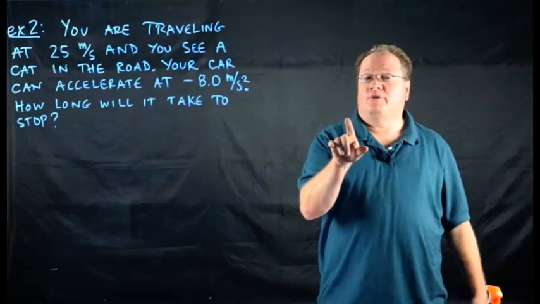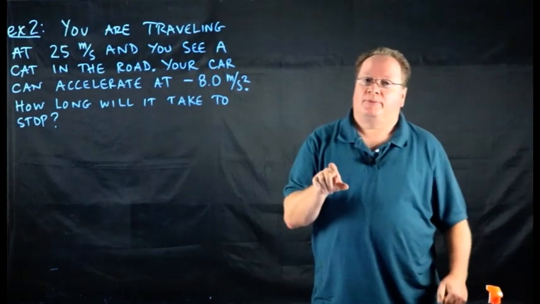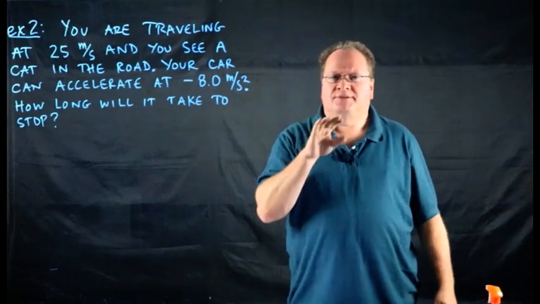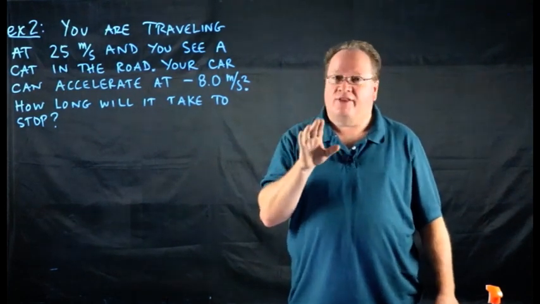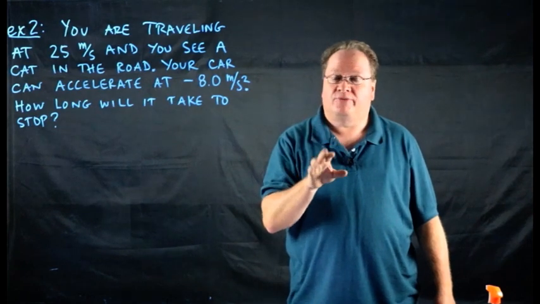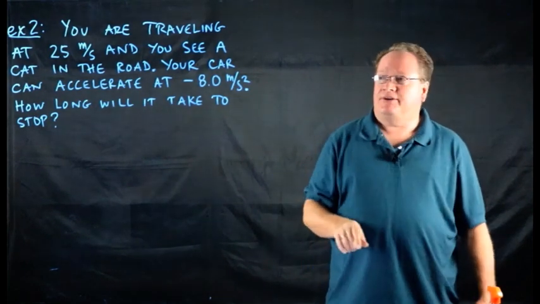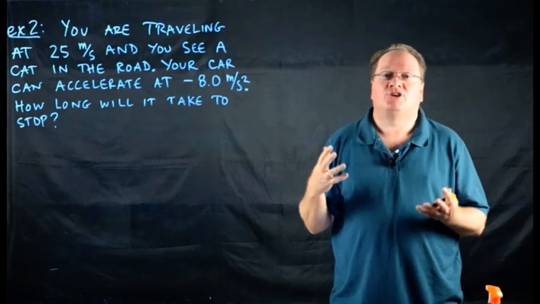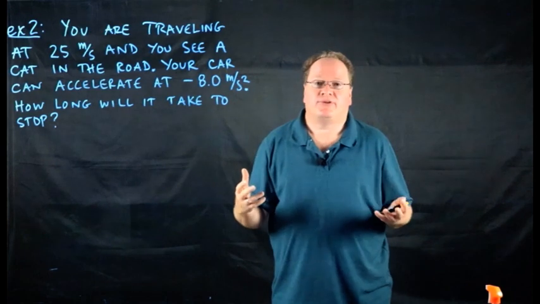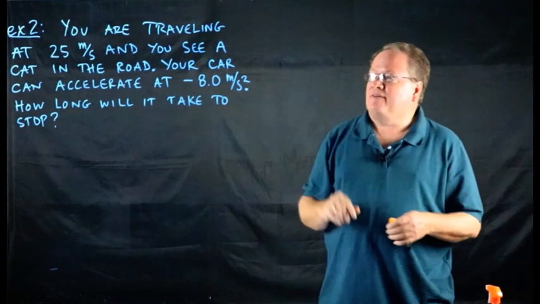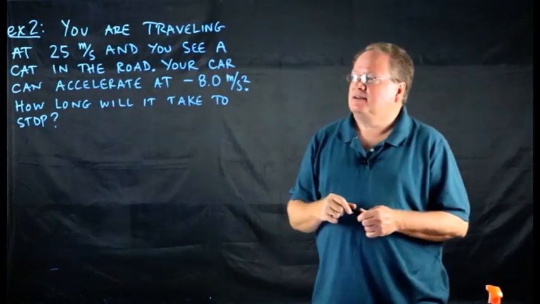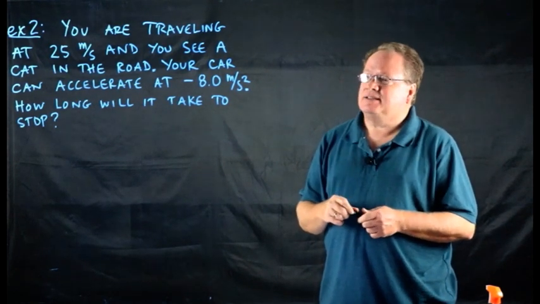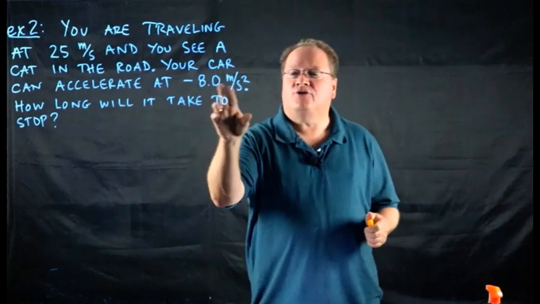Okay, you guys, one more example today. This one's going to require us to move some stuff around, but you're going to follow the exact same steps that I did in the first one. Remember, the first thing you want to do is read the question, and you're reading to understand the situation more so than the numbers. You're traveling at 25 meters per second, and you see a cat in the road. Your car can accelerate at negative 8 meters per second squared.